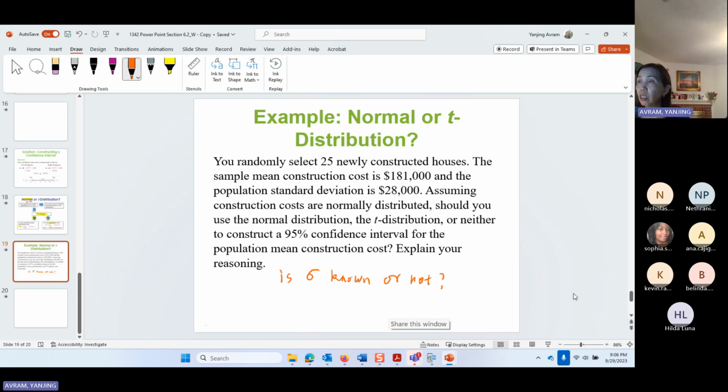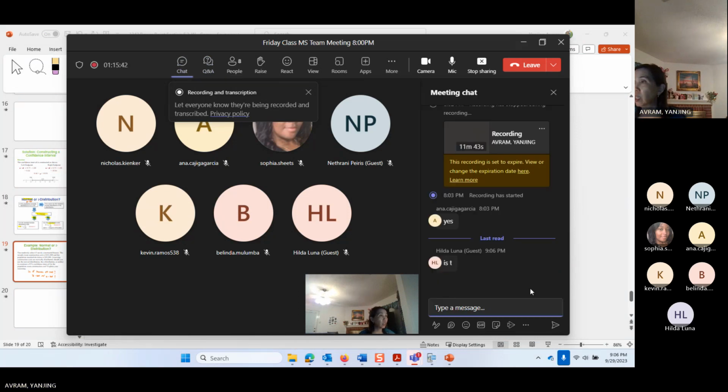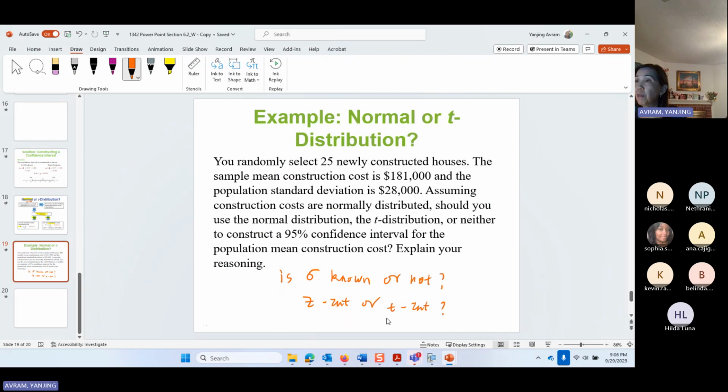All right, so it's a Z or T interval. Z or T interval. Anyone? All right, let me see a little bit of response here. In the chat, some people said Z, some people said T. So let's look at this one very carefully.